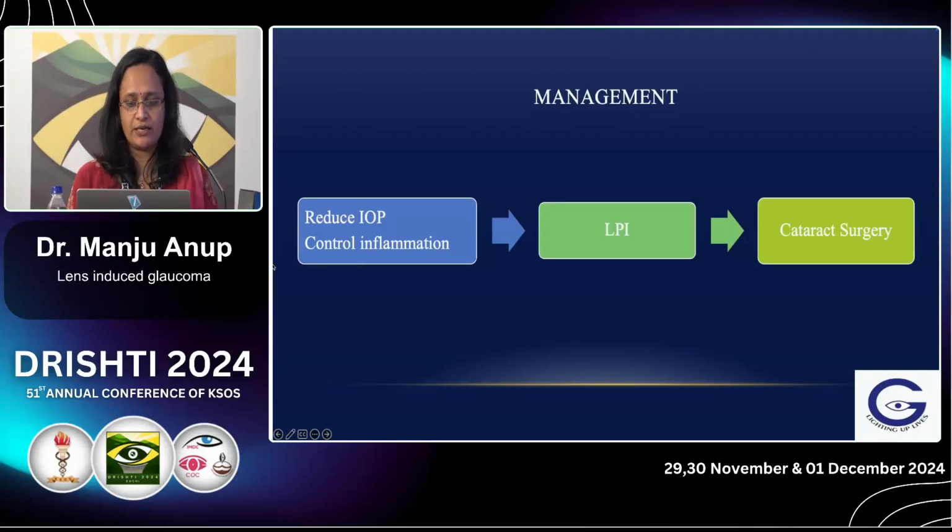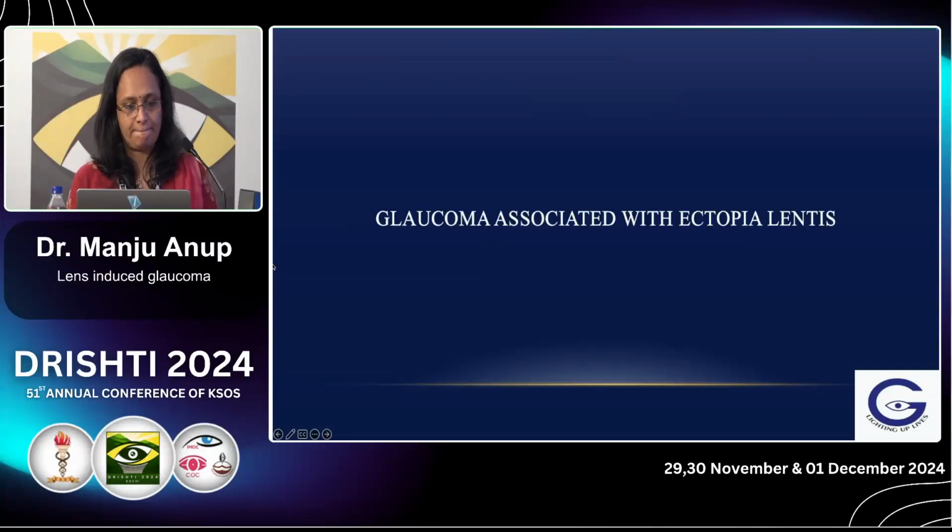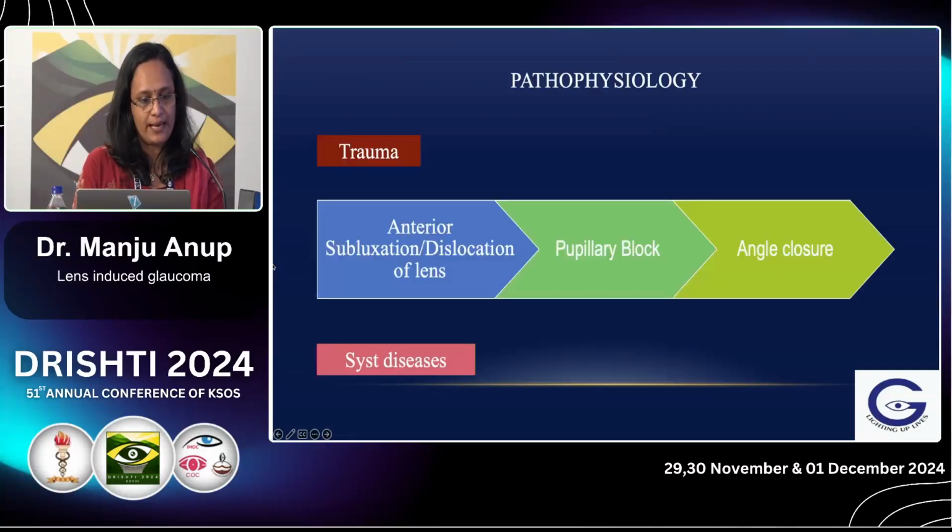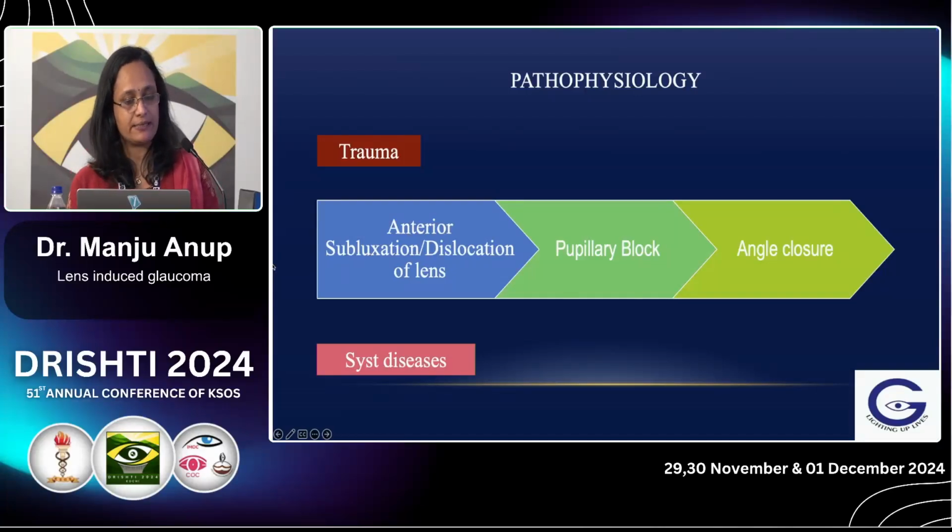The shorter the duration between the onset of symptoms and surgery, the better the prognosis of visual acuity. Next is glaucoma associated with ectopia lentis. There will be a history of trauma or association with systemic disease which can lead to anterior subluxation or dislocation of the lens, which in turn leads to pupillary block and angle closure.